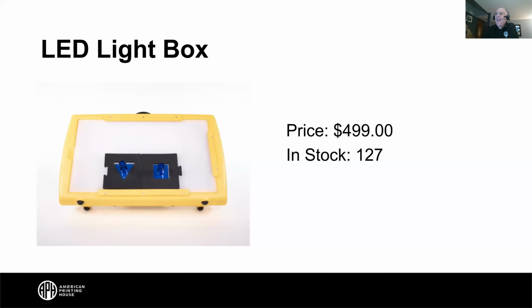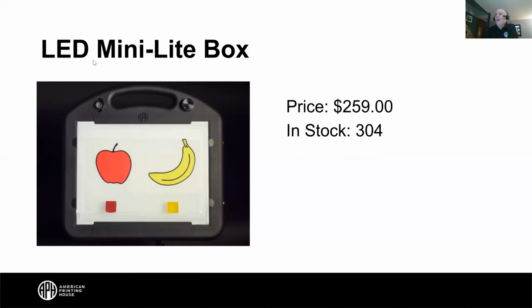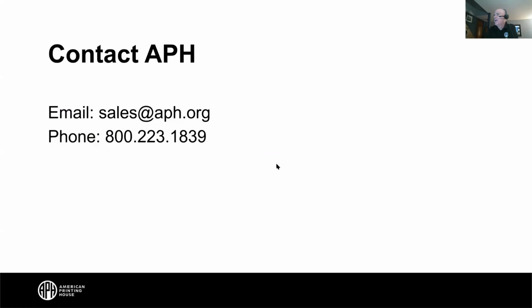The LED light box is priced at $499, and currently we have 127 of them in stock. The LED Mini-Lite Box is priced at $259, and currently there are 304 of them in stock. If you would like to contact APH, you can reach out to sales@aph.org or the phone number 800-223-1839.